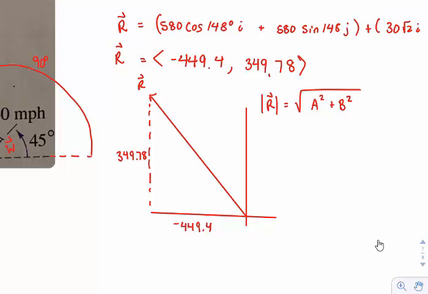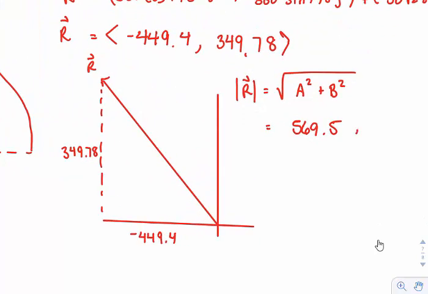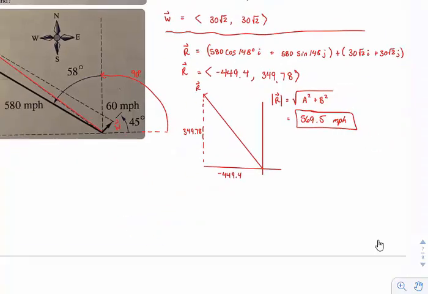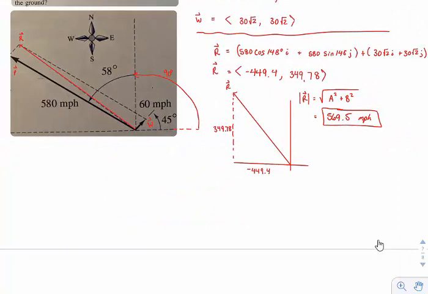The magnitude is the square root of a squared plus b squared. So the square root of negative 449 squared plus 349 squared. When I do that on my calculator, I'm getting 569.5. And again, this represents speed, so miles per hour, I believe is what it was. And there we go with our magnitude. So we have that piece.